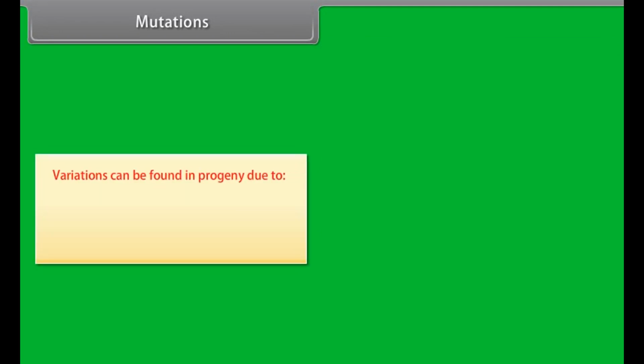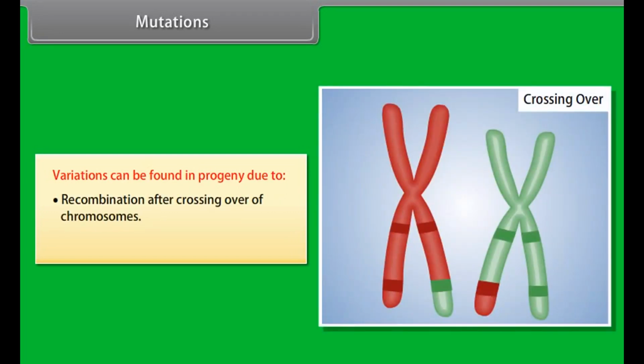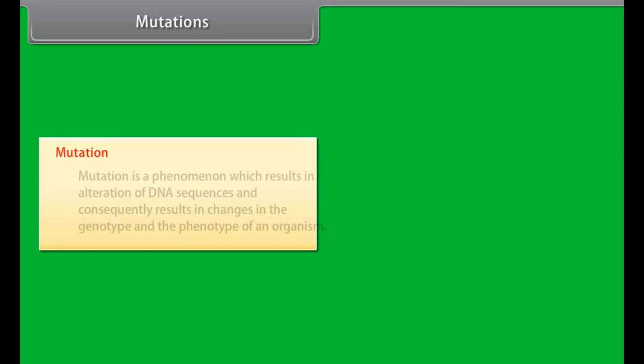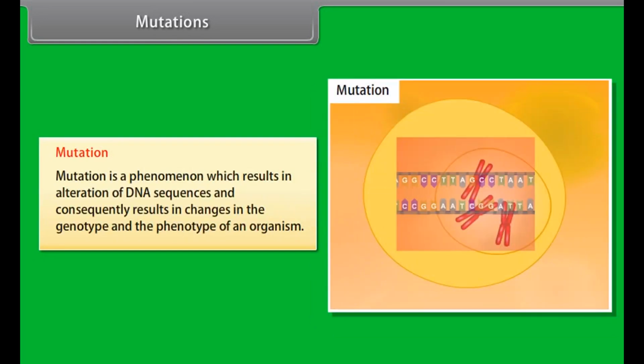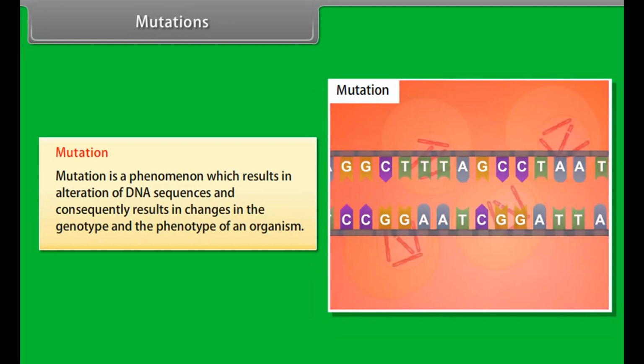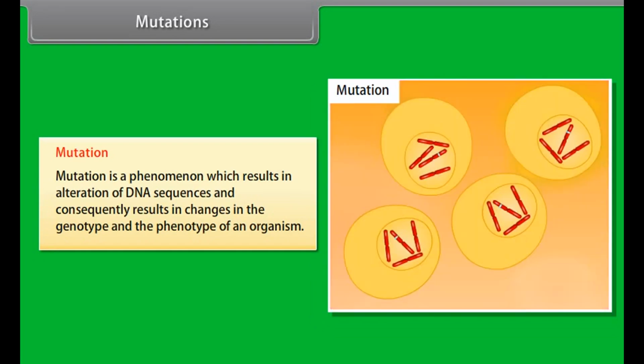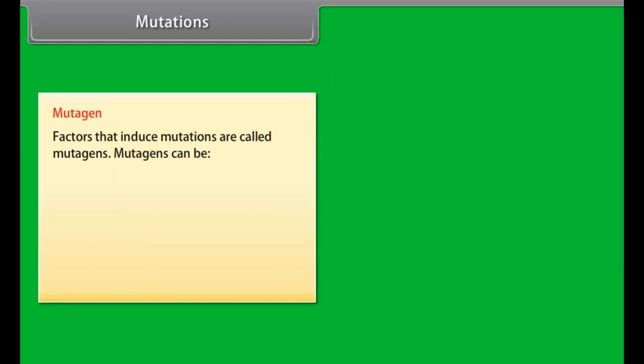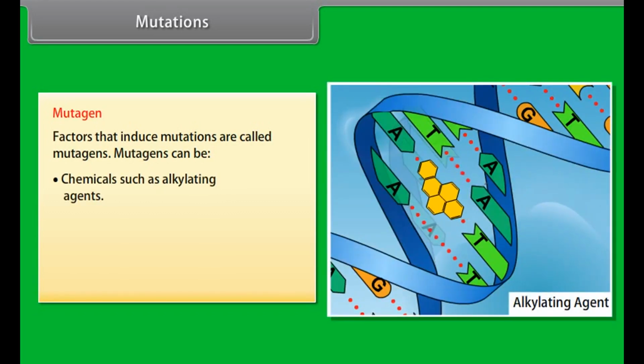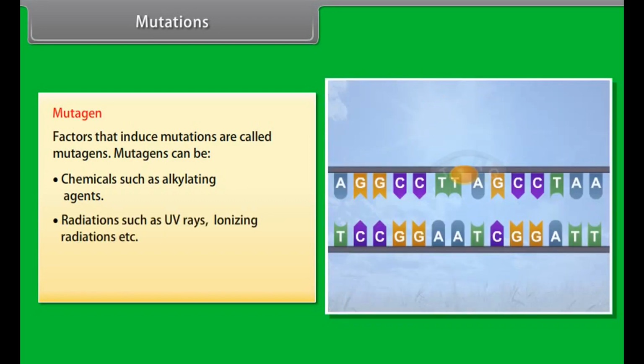Mutations. Variations can be found in progeny due to: number 1, recombinations after crossing over of chromosomes; number 2, mutations. Mutation is a phenomenon which results in alteration of DNA sequences and consequently results in changes in the genotype and the phenotype of an organism. Mutagen. Factors that induce mutations are called mutagens. Mutagens can be chemicals such as alkylating agents, radiations such as UV rays, ionizing radiations, etc.